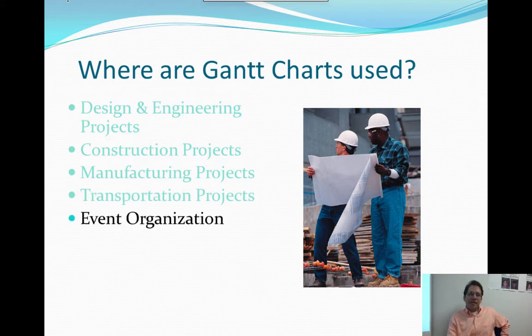And event organization is also, if you're planning a wedding, it's kind of nice to map out a Gantt chart so you have a really clear visual idea to say, okay, this can actually work. We're going to have our ceremony, we're going to have our photos, we're going to have our banquet, we're going to have it all mapped out.